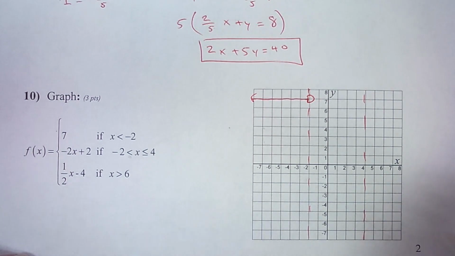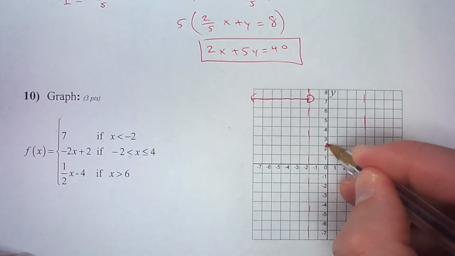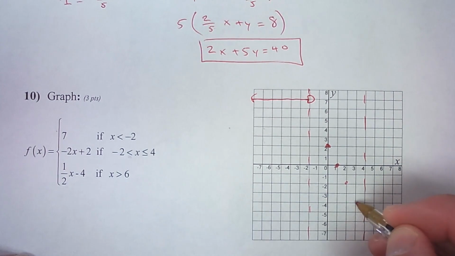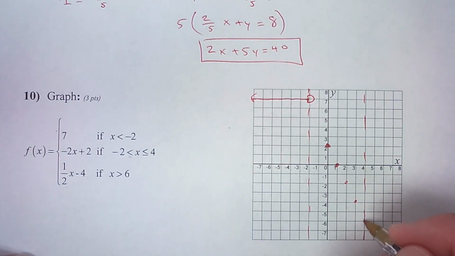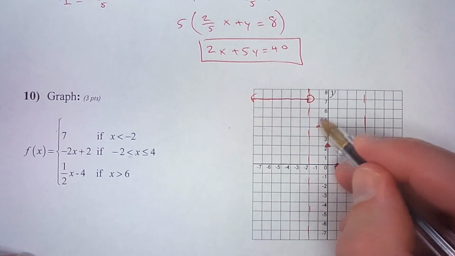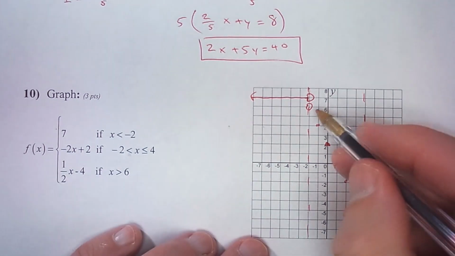And it's y equals negative 2x plus 2. So I have a y-intercept of 2 and a slope of negative 2. Down 2, right 1. And I'll keep going down 2, right 1 until I get to the edge of my domain. I'll put a circle there. Up 2 and left 1. And I'll put a circle there. And I'll connect those.